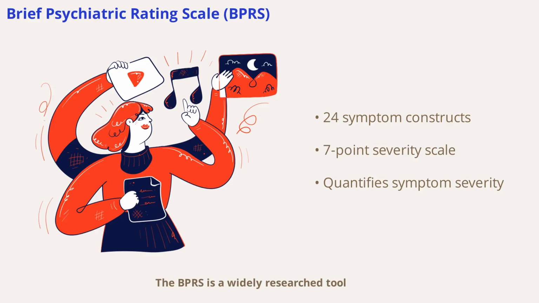BPRS is a widely researched tool that measures major psychotic and non-psychotic symptoms. It consists of 24 symptom constructs, each rated on a 7-point scale from not present to extremely severe. The total score determines the impairment percentage. This scale is reliable and helps quantify the severity of psychiatric symptoms in both inpatients and outpatients.